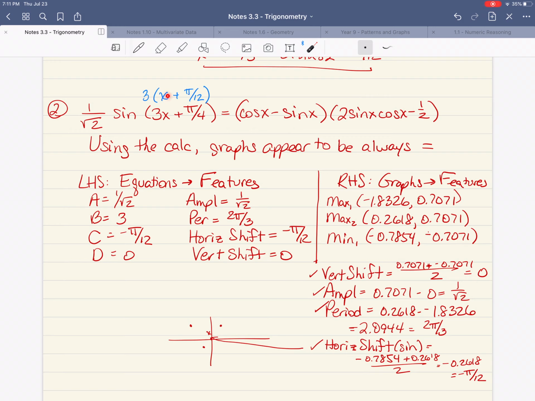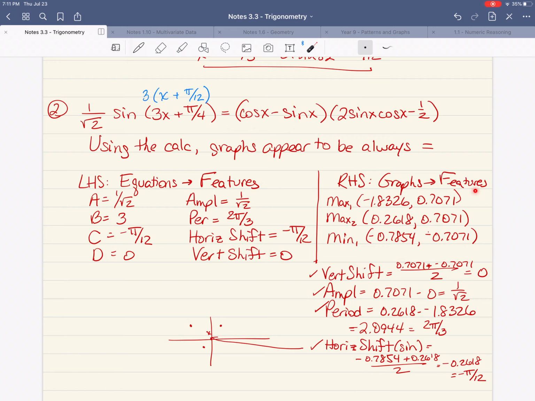So from the equation, make sure that you factor out the 3 to create your correct C value. List your A, B, C, and D. D is 0 this time because there's no number added to the end. Then list your four values right here. Simplify if necessary. Please remember that C changes sign. It is a negative value because it was a plus in the bracket.